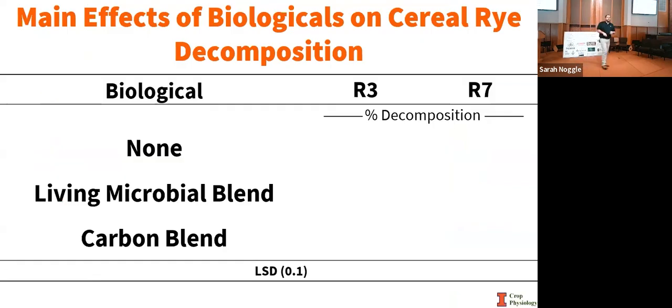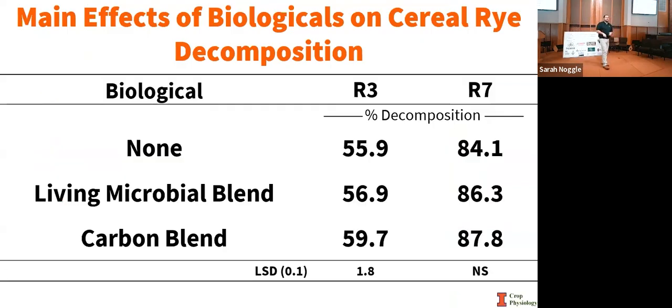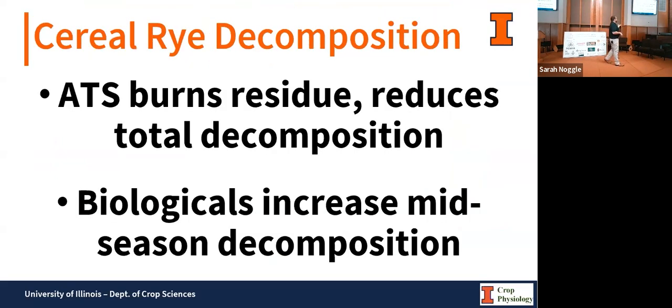So then here's the effect of the biologicals on the decomposition, and it's trending in the other direction now. In this case, the biologicals are having a positive benefit on enhancing that decomposition. So we're making progress on this side compared to the ATS. And so we can see that that residue decomposition is improving. So the ATS burns it and reduces the total decomposition, but the biologicals did increase it mid-season.